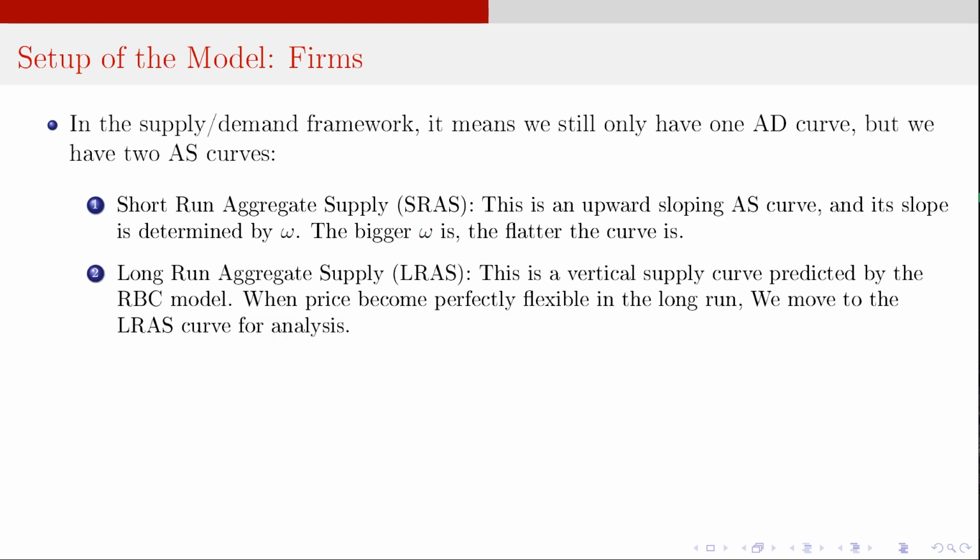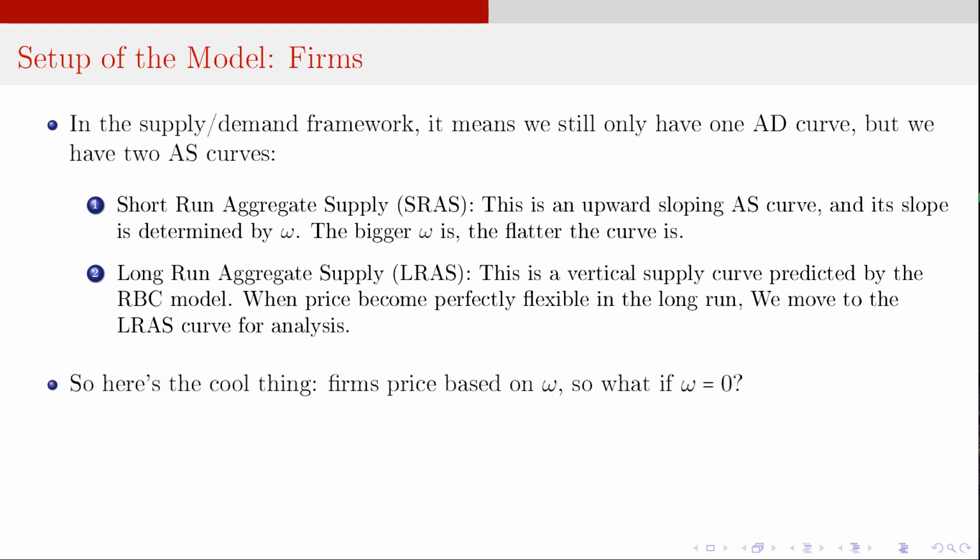And then there's a long-run aggregate supply curve. This is a vertical supply curve predicted by the RBC model. When prices become perfectly flexible in the long run, we move over to this curve for analysis rather than using the short-run aggregate supply curve.